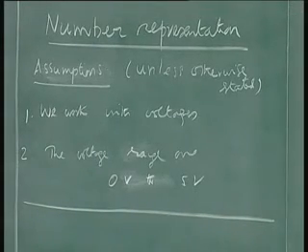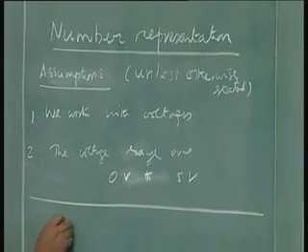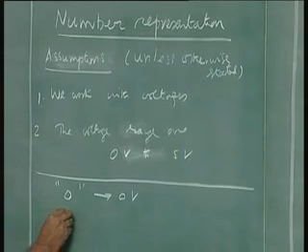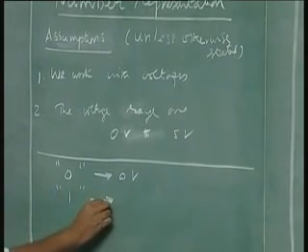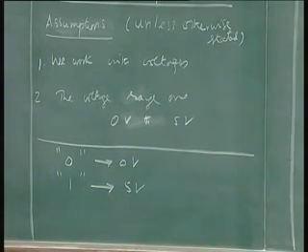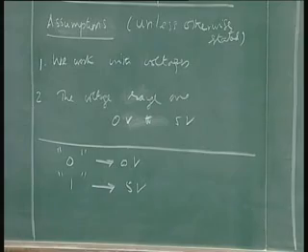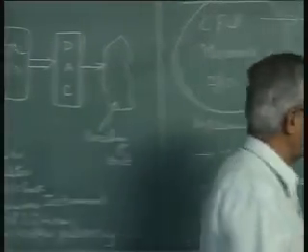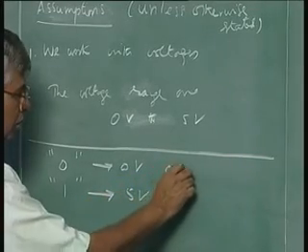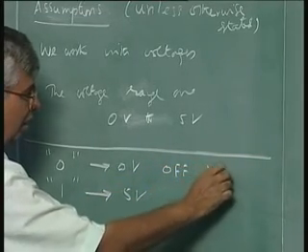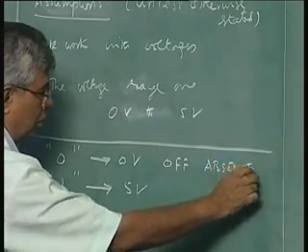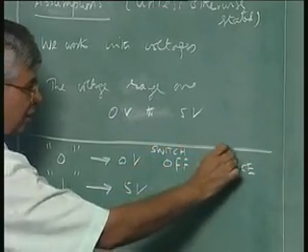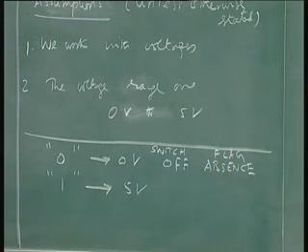if I only have to represent 2 numbers, 0 as 0 volts, 1 I will call this a symbol. It is not a number in this case, it is a symbol. So 1 is 5 volts, 1 is on, 0 is equal to off, absence of a flag, off, the switch being off, flag being absent, or anything else you can imagine.